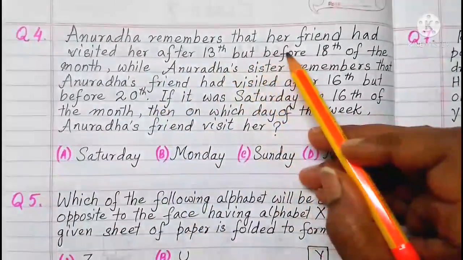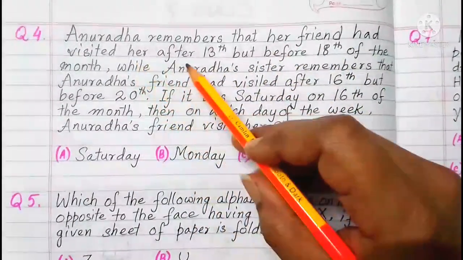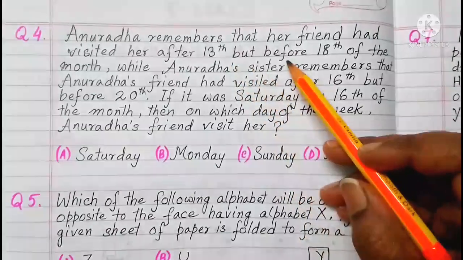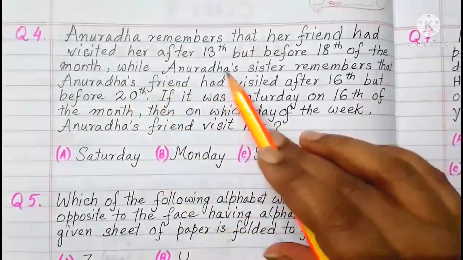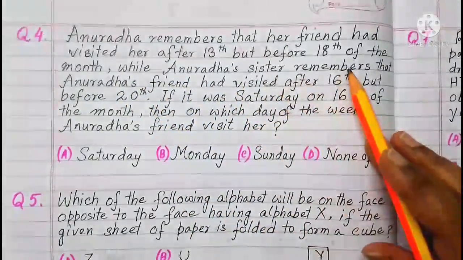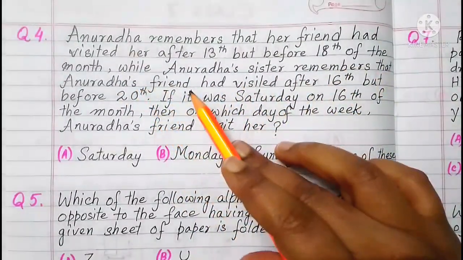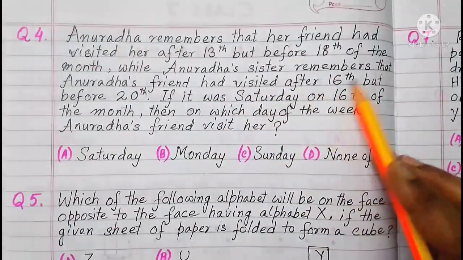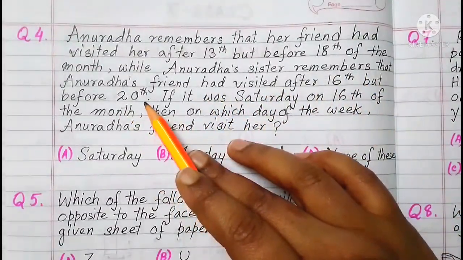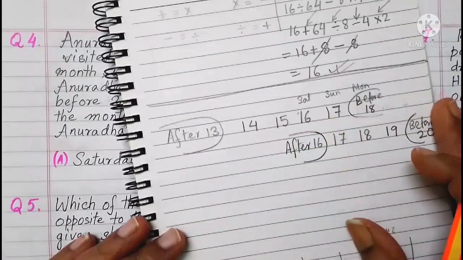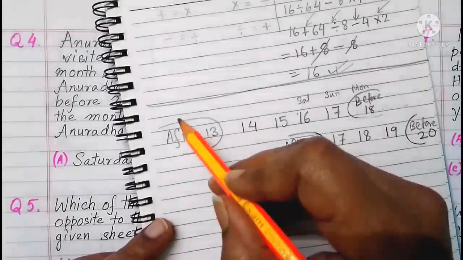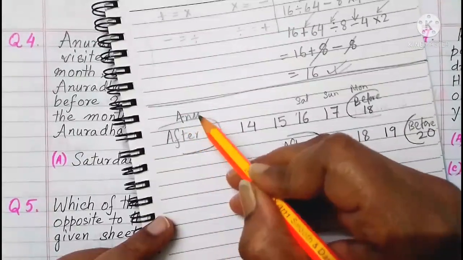Anuradha remembers that her friend had visited her after 13th but before 18th. After 13th but before 18th of the month. Okay, while Anuradha's sister remembers that Anuradha's friend had visited after 16th but before 20th. Okay, the dates must be 14, 15, 16 and 17, right? I hope you get the point. This is the estimation by Anuradha.